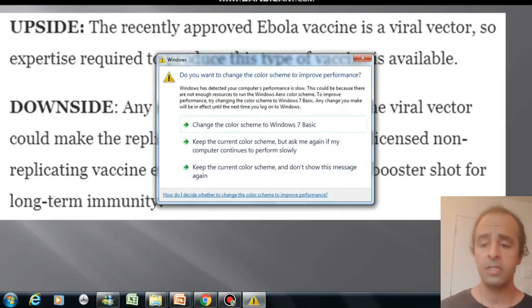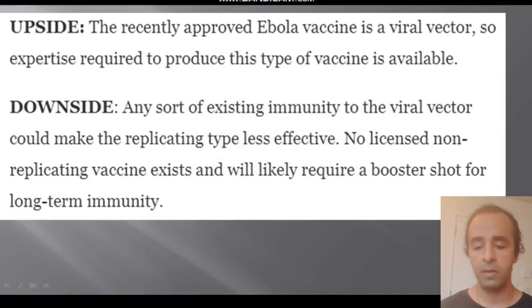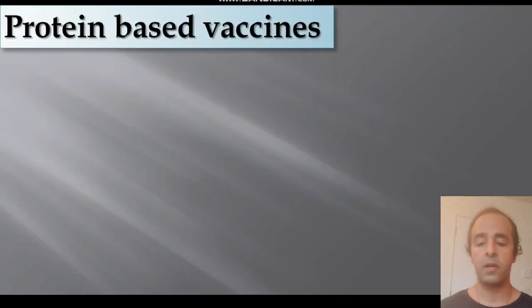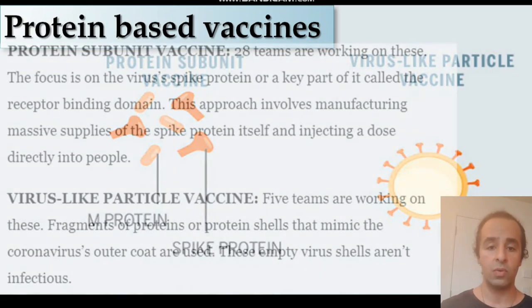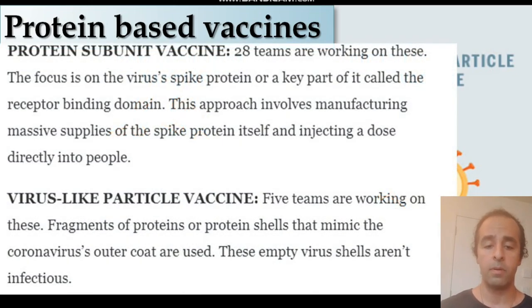So the next method is using protein-based vaccine. In this method, they mostly work with the spike protein from the virus, which is involved in attaching to the ACE2 receptors and infecting our body. For this, they use the protein subunit vaccine, which right now 28 different companies are working on. This approach involves manufacturing massive supplies of the spike protein and introducing it to the body as a vaccine.